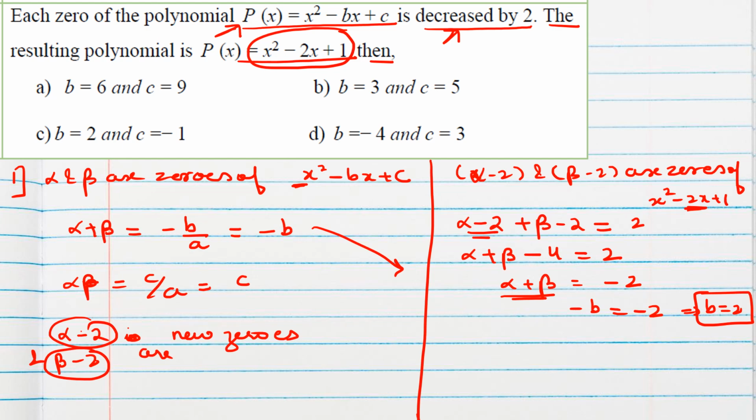So in only one option b is 2. So this option will be correct one. Okay. But we'll find c also here. This is correct because in other options b value 2 is not there. So sometimes if you find b equal to 2 in any other option, then you have to find c also. So how to find c?